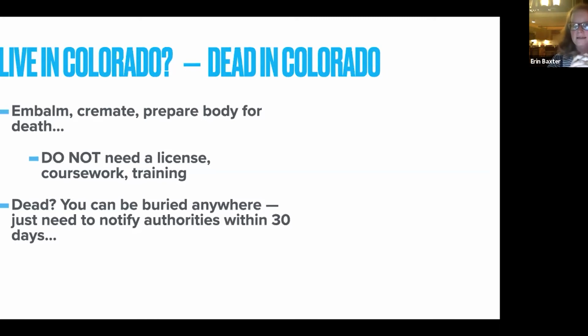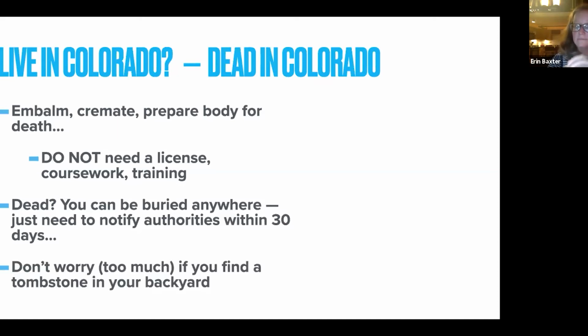If you die in Denver and in other parts of Colorado, but in Denver for sure, you can be buried anywhere. So if you want to go in the backyard, feel free. You just need to notify the authorities in 30 days, and you should be prepared for your property value to decline. So whatever you wish for.